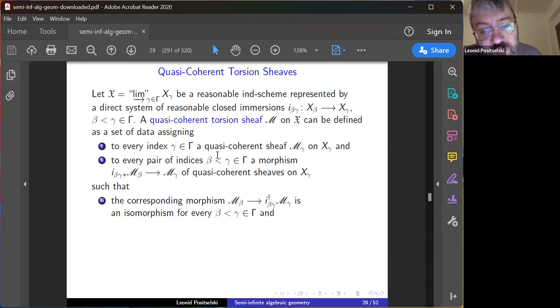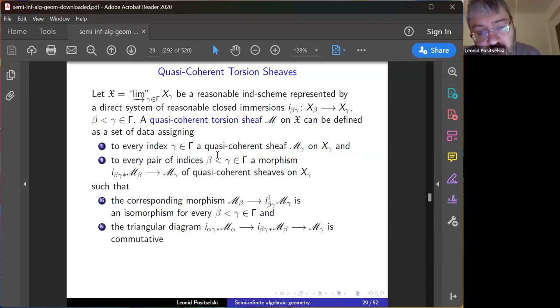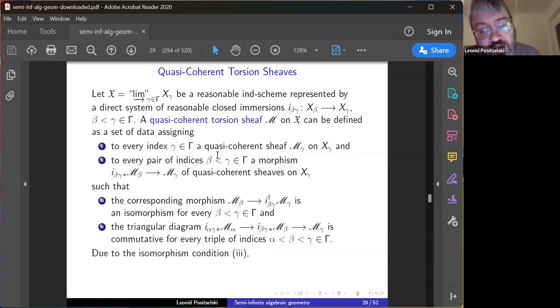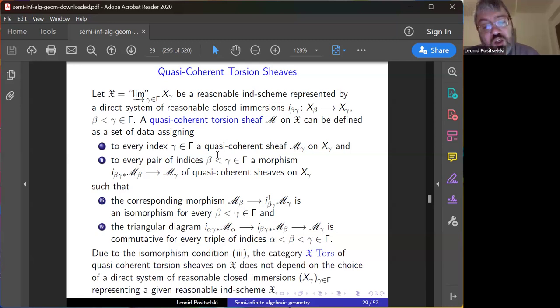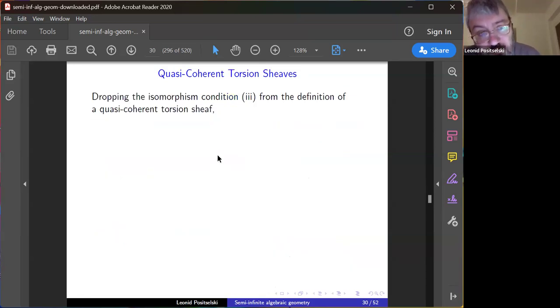Such that the corresponding morphism from M beta to the inverse image with supports of M gamma is an isomorphism for every beta less than gamma, and the triangular diagram of structure morphisms is commutative for every triple of indices. Due to the isomorphism condition 3, the category X-tors of quasi-coherent torsion sheaves on X doesn't depend on the choice of a direct system of reasonable closed immersions representing a given reasonable ind-scheme.